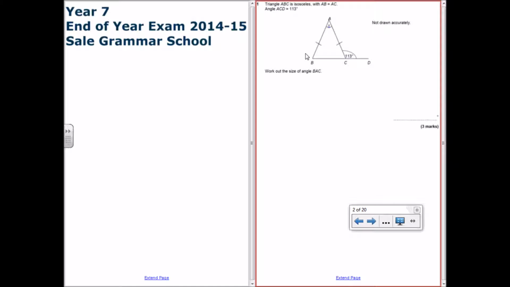So first of all, we can find this angle here using angles on a straight line. So that's 180 minus 113, which is 67. And because it's an isosceles triangle, this angle must also be 67, which means X is 180 subtract 67, which is 46 degrees.